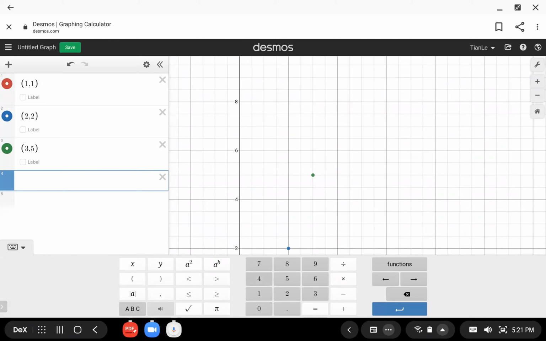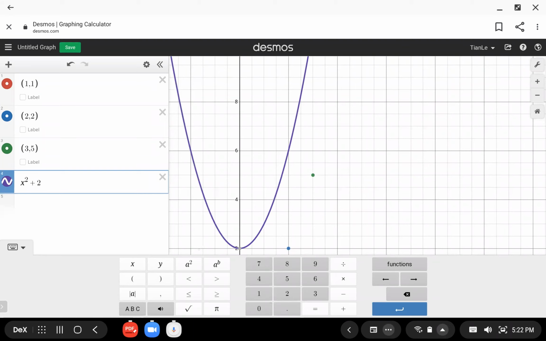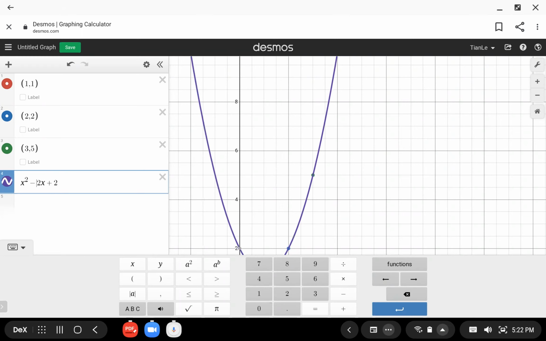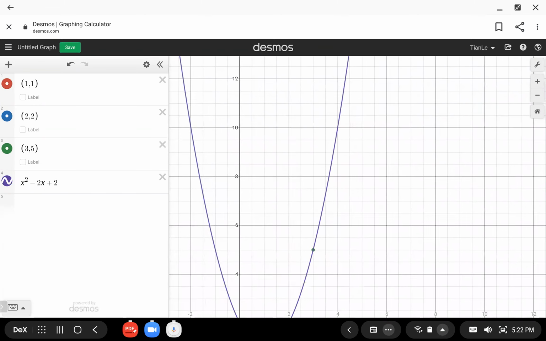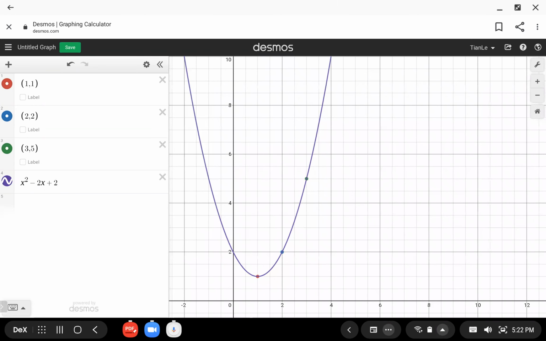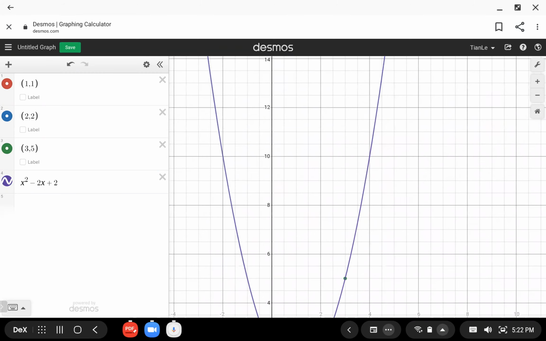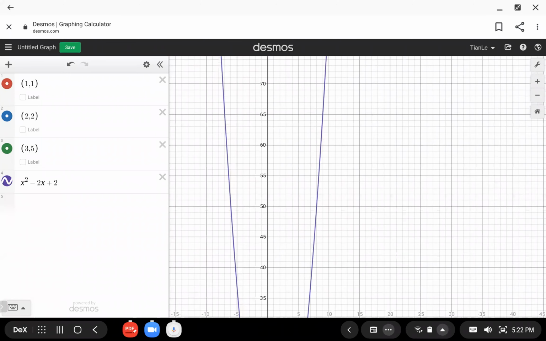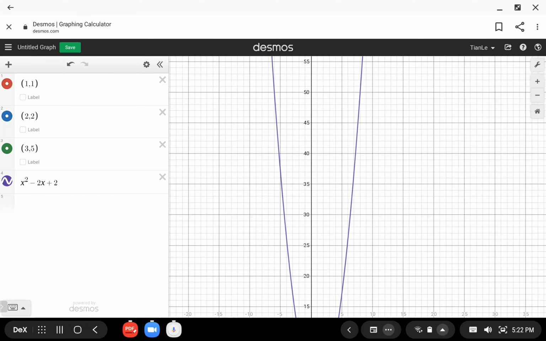Okay, x squared minus 2x plus 2. It's actually minus, I think. Okay, so you see here, it touches all of these points, these extra points that we did, and it's kind of a pretty narrow U shape we have here. So that's going to be our first problem.